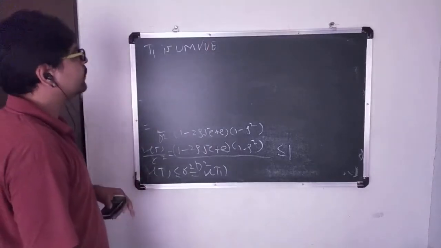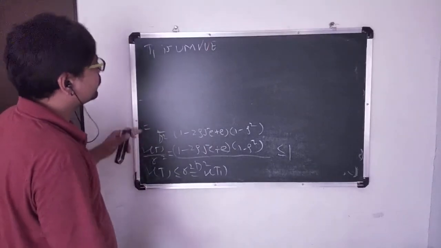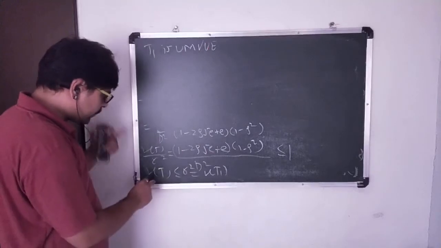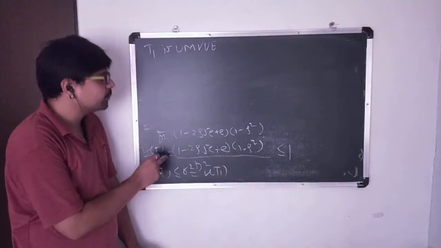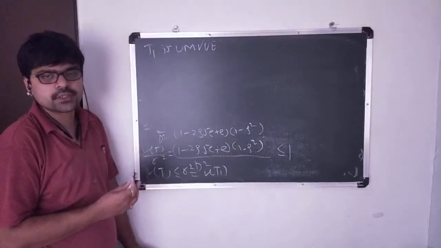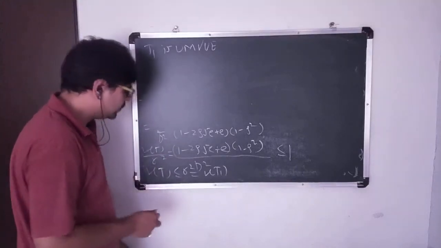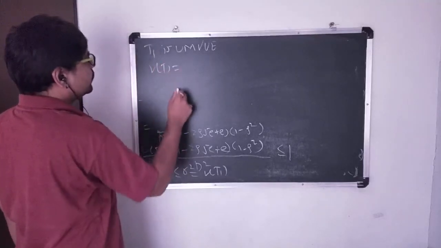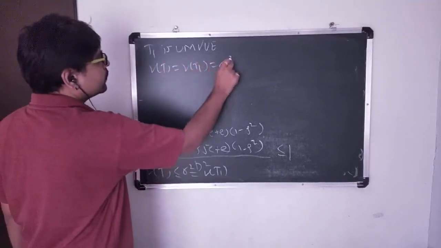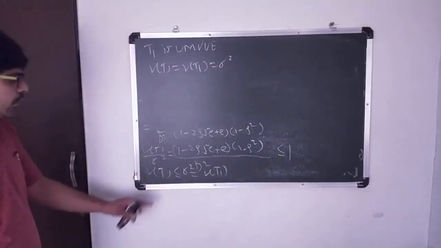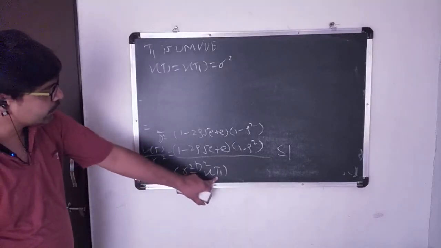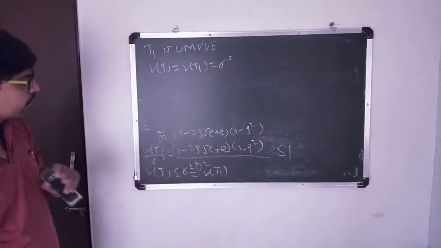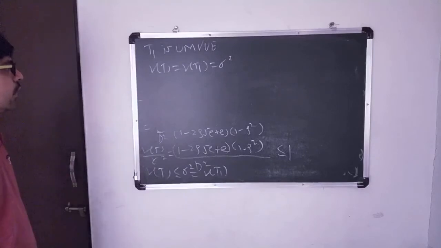So T1 is UMVUE, so its variance will be minimum, and we have the result that the linear combination L1 T1 plus L2 T2 has also least variance, that is, it is also UMVUE. So variance of T is equal to variance of T1, which is equal to sigma square. So this is less than or equal to sigma square, but T1 is UMVUE, so its variance should be matched with variance of T. So this is equal to this, and then we will put the value.